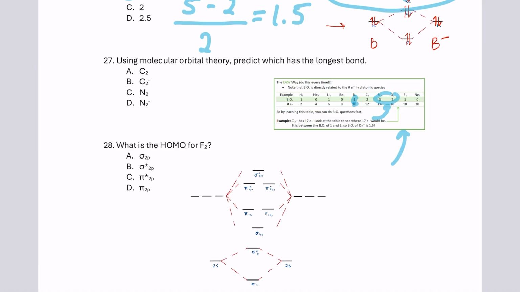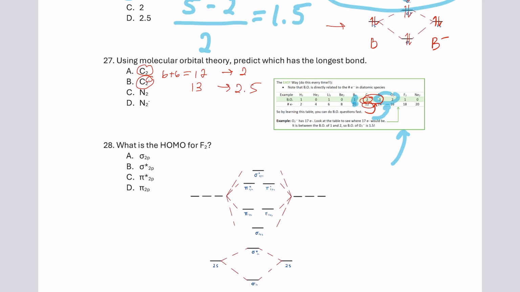Here we have dicarbon. Each carbon atom has 6 electrons, so dicarbon has a total of 12 electrons. The bond order for that is going to be 2. Then here we have dicarbon, but it's an anion. It's gained an electron. So now it has 13 electrons. 13 falls right in between 12 and 14. So we want to find the average of 2 and 3. That's going to be 2.5.